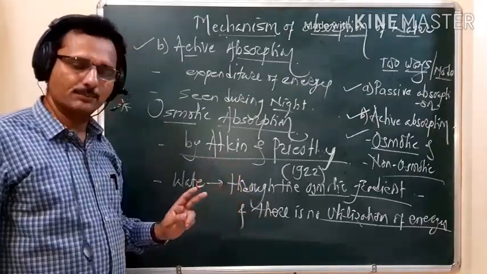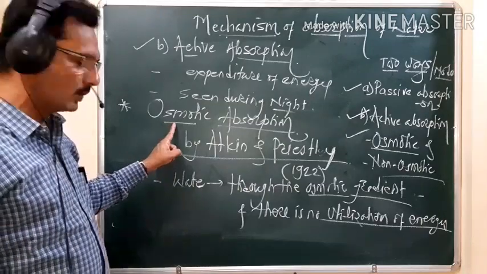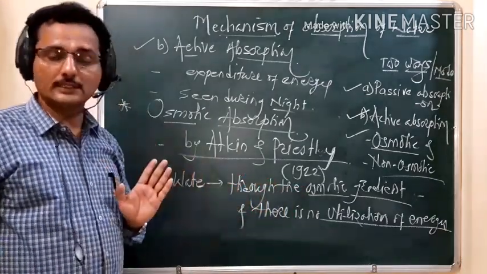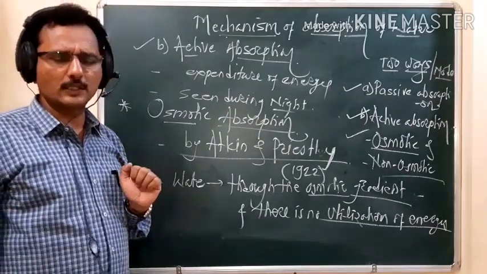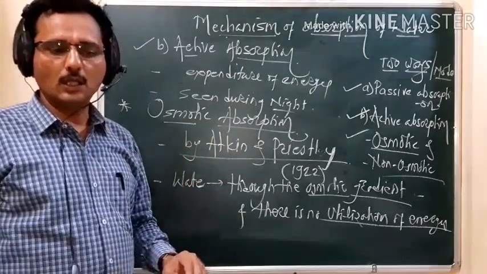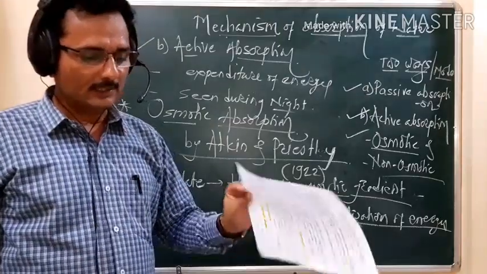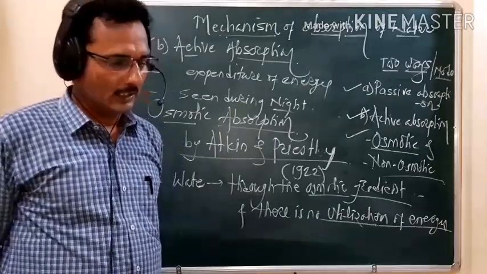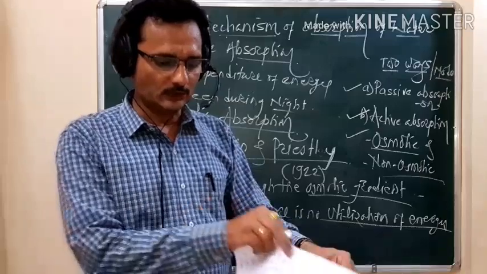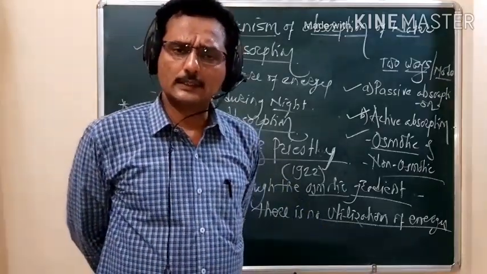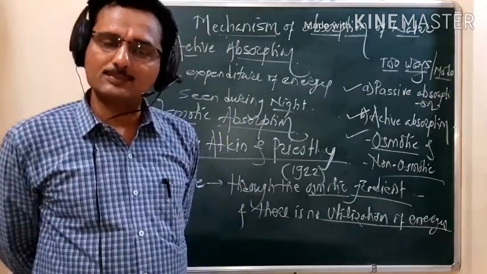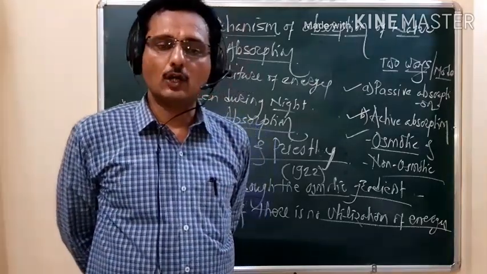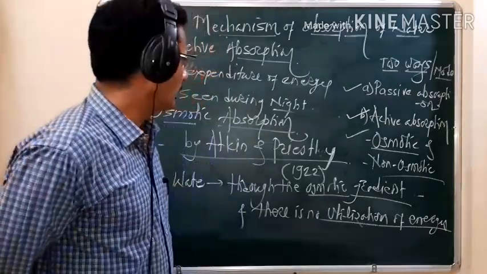According to Atkin and Priestley, in the osmotic way the plant absorbs water because of the osmotic gradient, but never utilizes energy. Then how is it possible? They say the presence of the root hair cell matters. Remember that the living activity of the root hair cell is responsible for the absorption of water. They say that there is no expenditure of energy and the water is absorbed through the osmotic gradient. Then how is it possible? They say it is possible because of the activity of the living root hair cell.